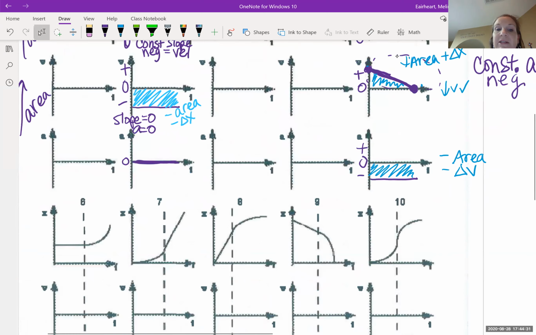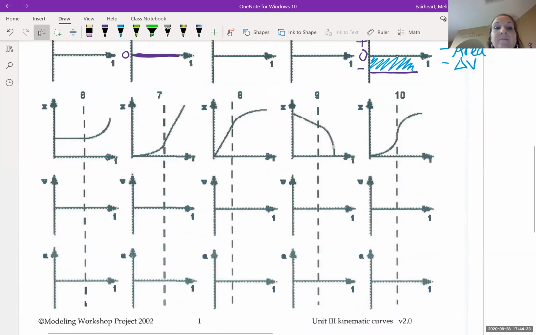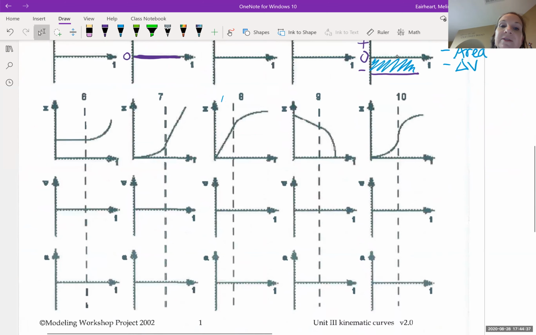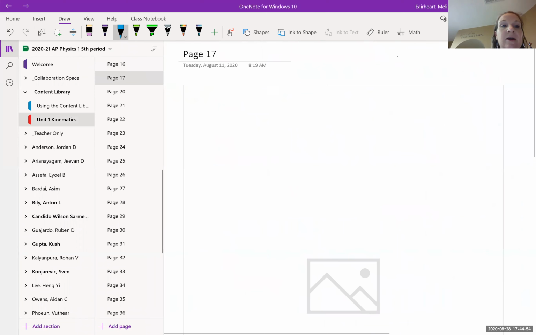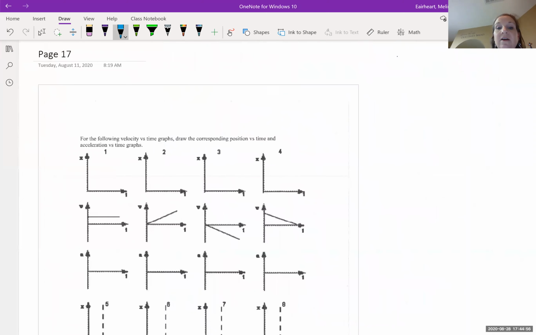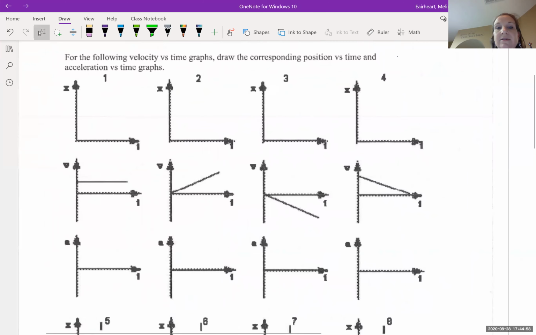Now the graphs below that I'm going to have y'all try, they have some dashed lines. Don't be scared of that. It just means part A, part B. So you can do all of part A and then all of part B. Just be mindful that, when you do part A, you're going to pick up where you left off in part B. And so next, let's go to page 17, where we are given velocity graphs.